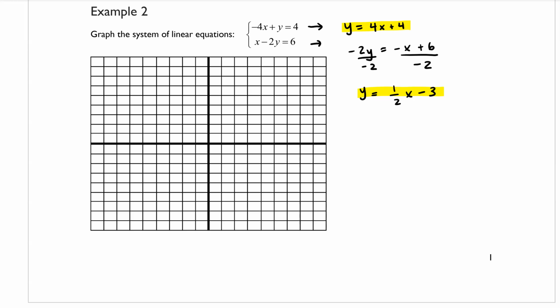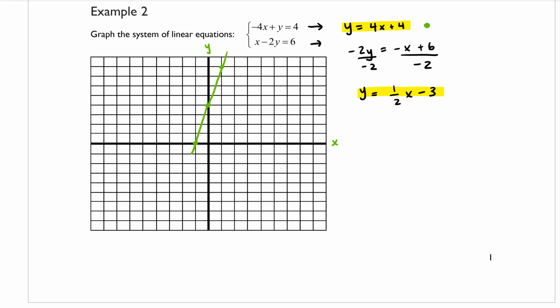So the first equation, maybe I'll graph in green, and our y-intercept is the point 0, 4. Oh, let's label our axes, our x and y axis. So our y-intercept is the point 0, 4, which is right here. And the slope there is 4, or 4 over 1. So I'm going to go up 4 units and right 1, and then just maybe add in another point there.